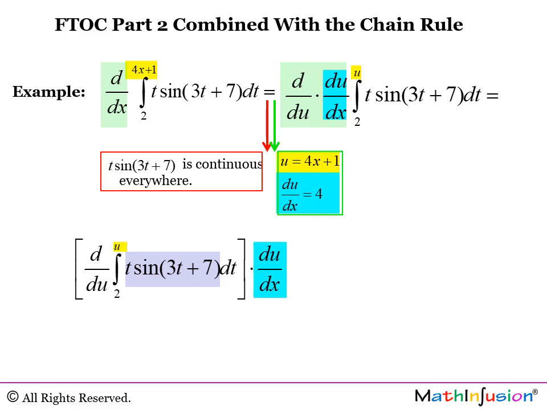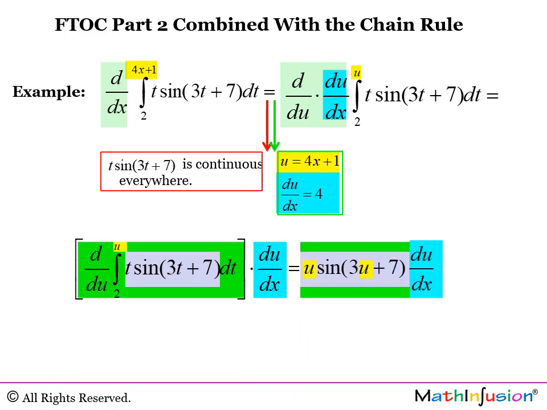But now if you look at the bracket, I can go ahead and apply the theorem. It is just the integrand where all the t's are replaced now by the variable u. Now I'm going to replace all the u's by 4x plus 1, and the du dx is just 4. And I'm going to get that.